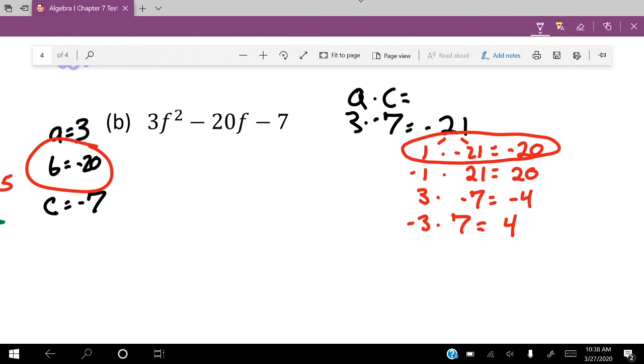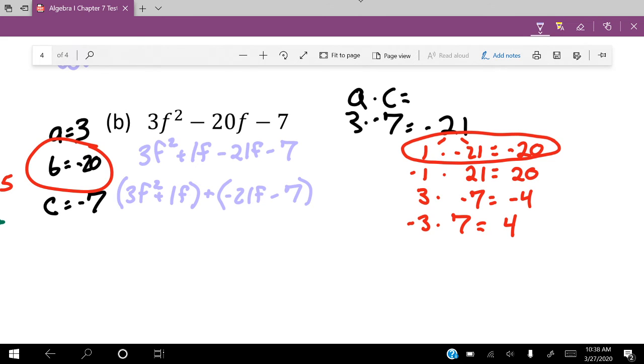So what we're going to do is we're going to write 3f squared, and instead of negative 20f, we've agreed that 1 minus 21 is negative 20. I'm going to say plus 1f minus 21f minus 7 is how we're going to rewrite this. Now, I'm going to go ahead and group these with parentheses. I'm going to say parentheses 3f squared plus 1f. And then I'm actually going to go ahead and say plus negative 21f minus 7.